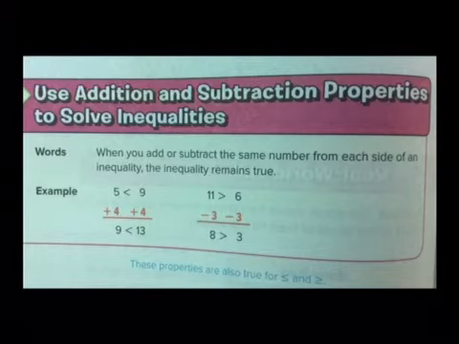As I mentioned before, we're going to use the same skills, the same procedure that we did to solve equations, and we're going to solve inequalities this time. So use addition and subtraction properties to solve inequalities. Here is how it works. If I add 4 to one side of the inequality, I have to add 4 to the other side to maintain it true. So 9 is still less than 13. The same goes for subtracting. If I subtract 3 from the 6, I have to subtract 3 from the 11 so that it remains true.